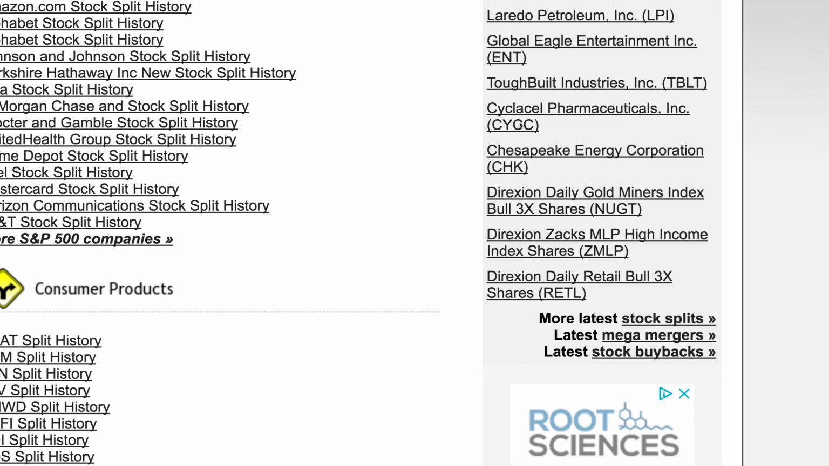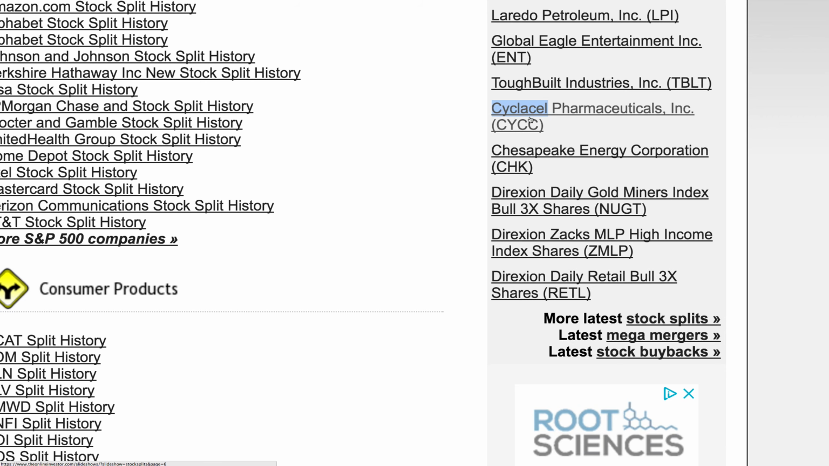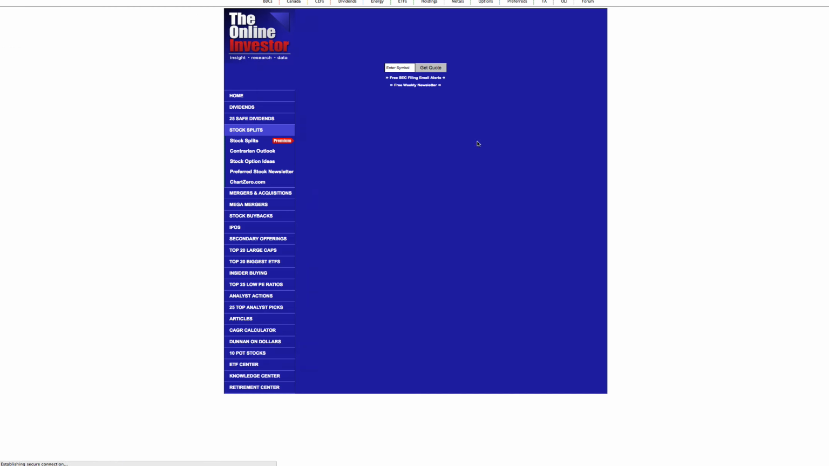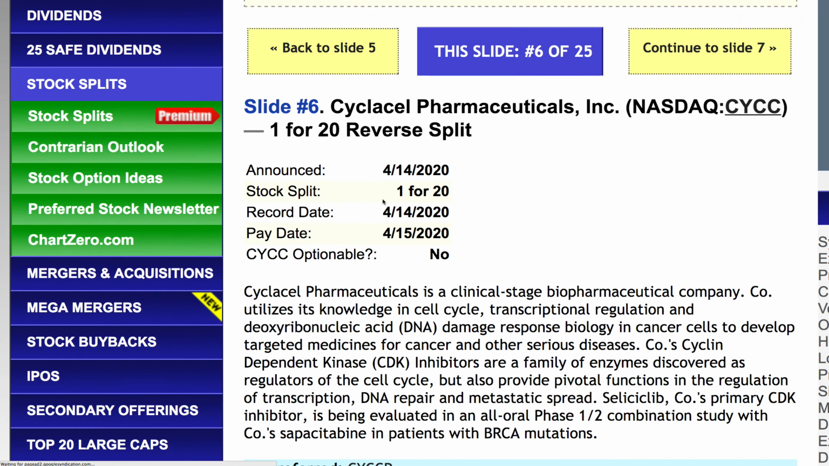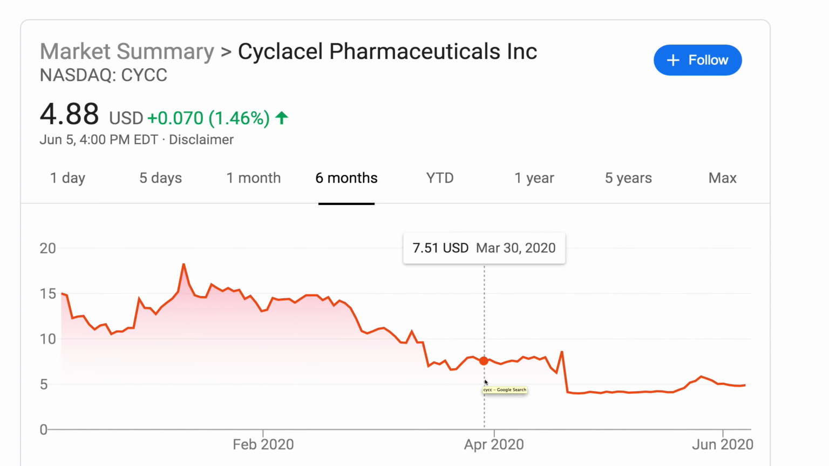So CYCC is my example today, because this is the perfect example of how to play these. Minding, not all of these are going to pan out and do this exactly, which we'll go over later, but this is the most common way these work. So look, it announces a reverse split on 4/15 and does it on 4/15 at 1 for 20. So we go look at the price.